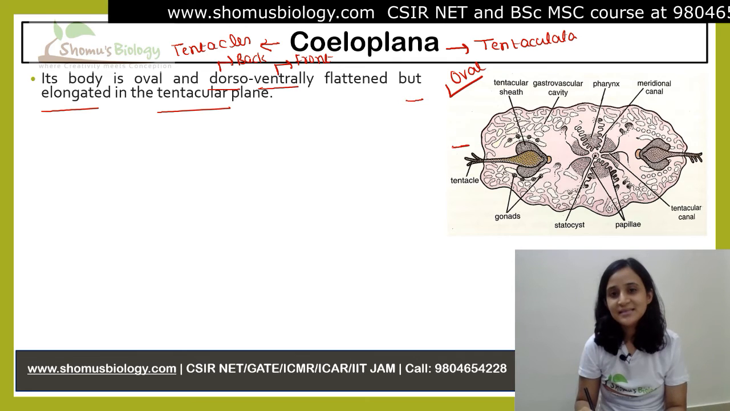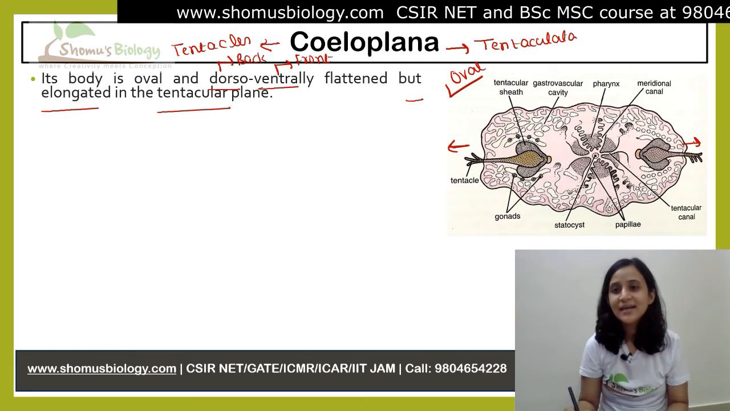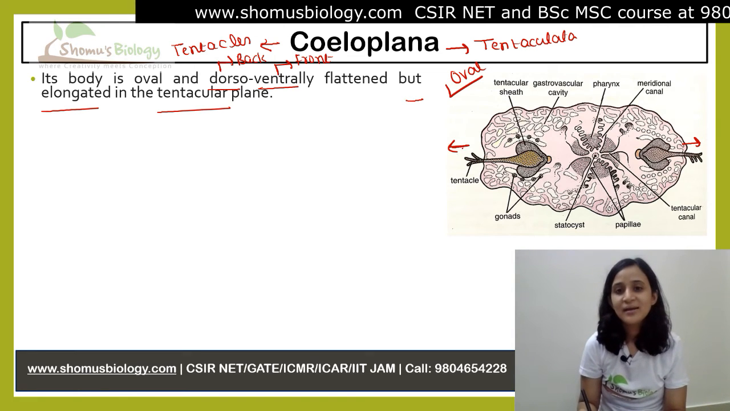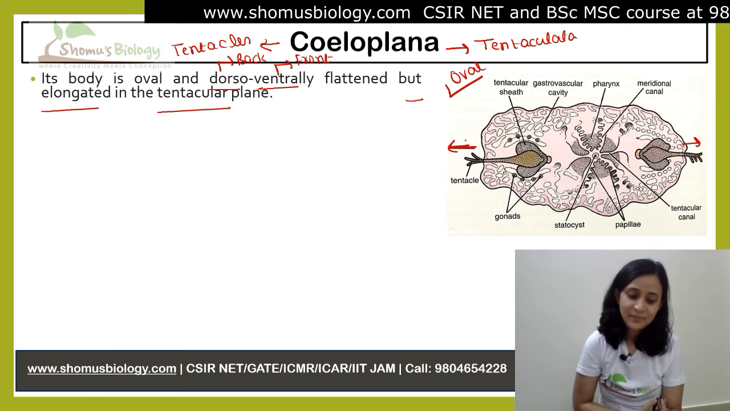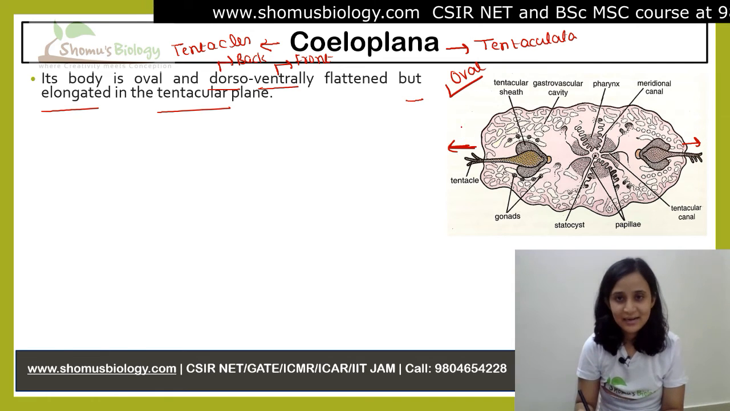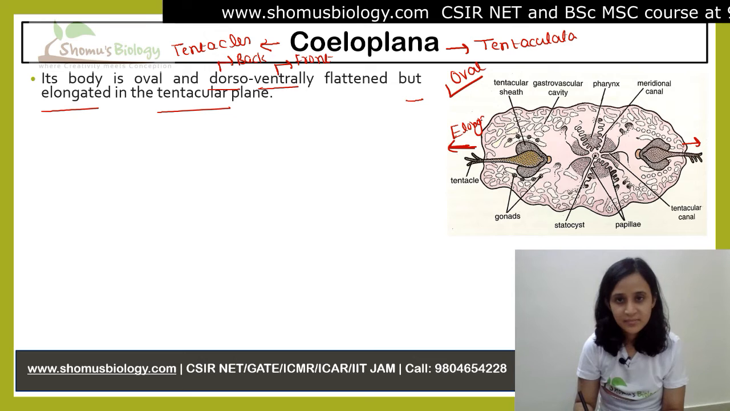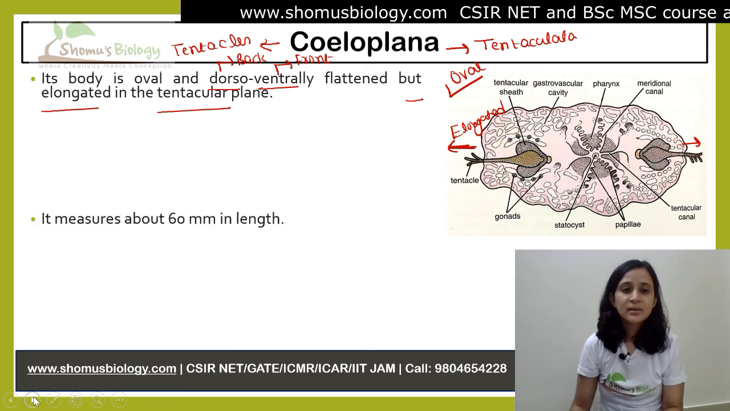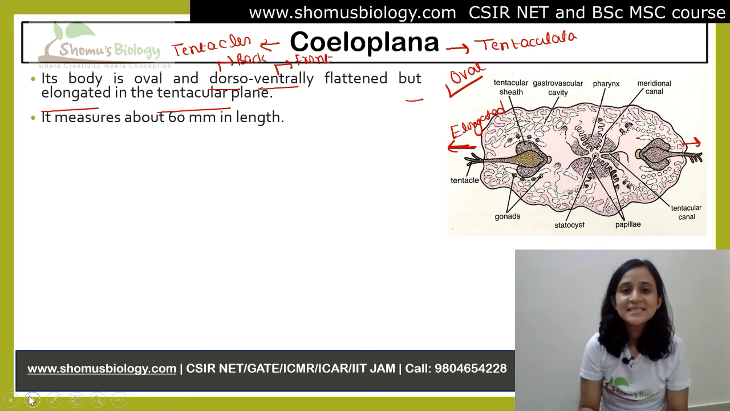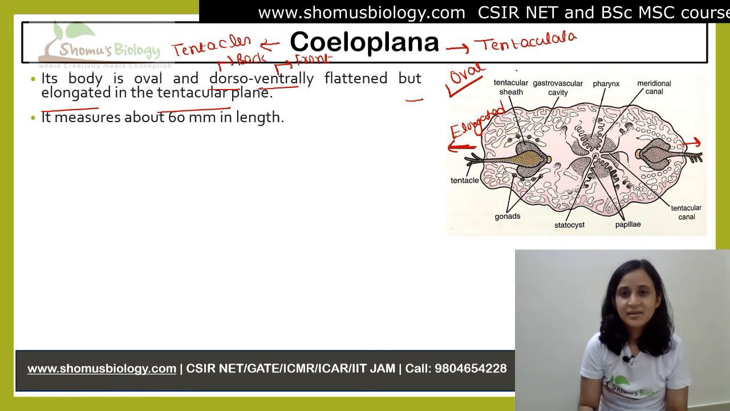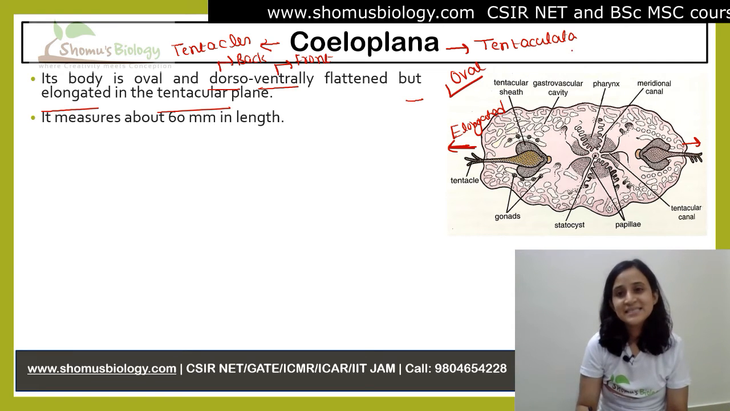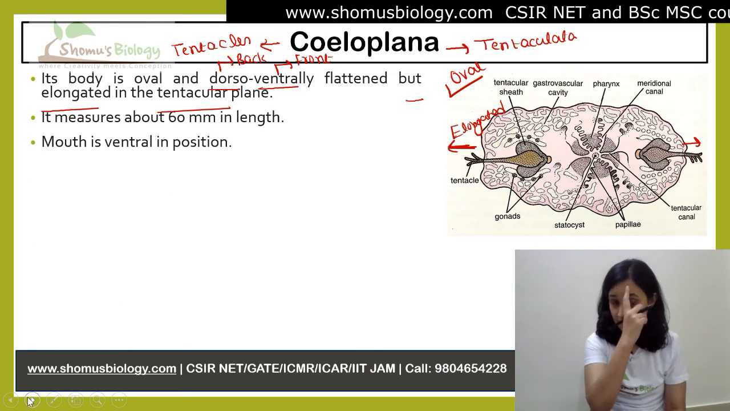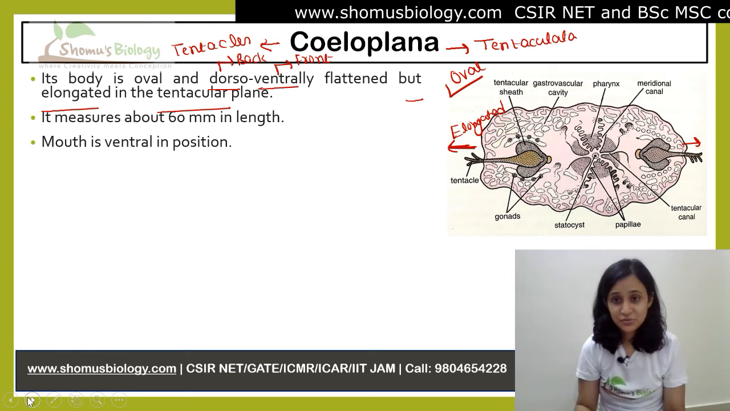So these two are actually the tentacular plane, because tentacles are present there. That's why this is the tentacular plane, and the body is elongated a little bit here. It measures about 60 millimeter in length. So the length is 60 millimeter. Mouth is ventral in position.